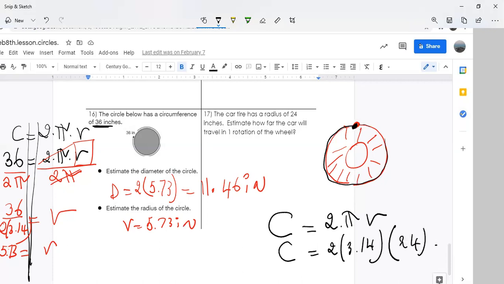And really just calculator work, okay? So let me put that in the calculator. So I got times 24. I get 150.72 inches. Is it in inches? Yes, inches. Okay, so the tire going around once. One rotation means the tire goes around once. So that's the circumference, okay? All right, so that's the homework for February 8th.